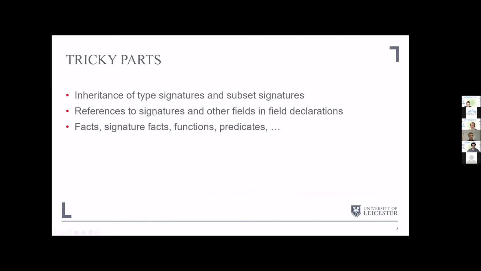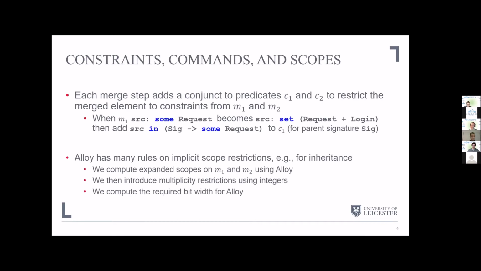Then we can have references to signatures and other fields in field declarations. And then it's very important that we take care of scopes and things like that. And other things that are in Alloy models are facts, signature facts, functions, predicates. All of this, we describe how to do it in the paper, and it gets a little bit more complicated then. But one important thing that we need to create also are these two constraints to get back to the original semantics so that we can express things like semantic difference or semantic equality.